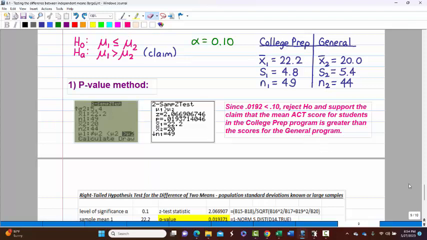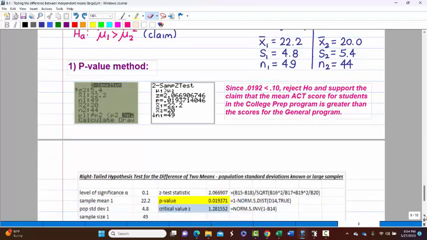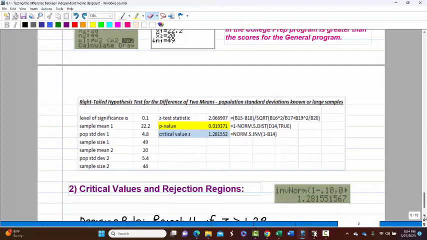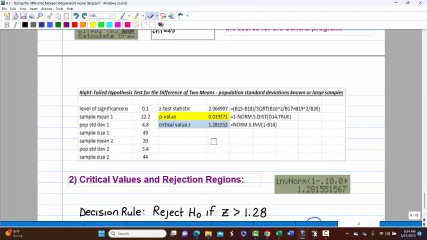Wonderful. Let's look at the Excel. Pretty straightforward here, I think. Just make sure you pick the right-tailed test. So 0.1 was the level of significance.